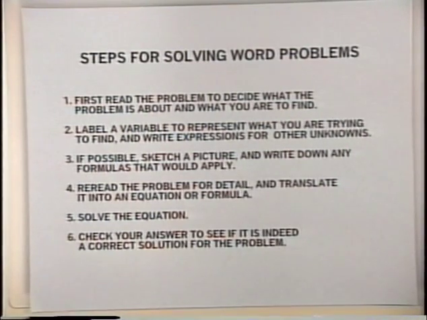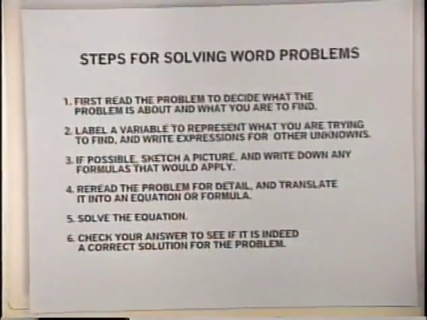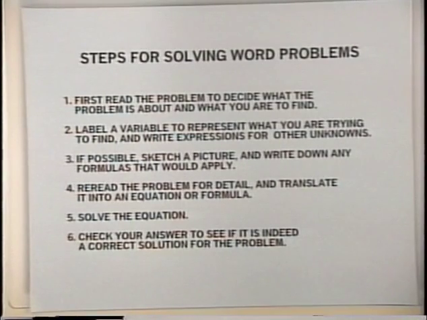Our steps for solving word problems is to first read the problem to decide what the problem is about and what you are to find. Second, label a variable to represent what you are trying to find and write expressions for other unknowns. Third, if possible, sketch a picture and write down any formulas that would apply. Fourth, reread the problem for detail and translate it into an equation or formula. Fifth, we will solve the equation. And then number 6, check your answer to see if it is indeed a correct solution for the problem.